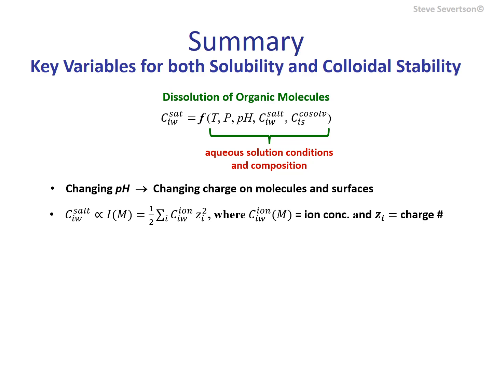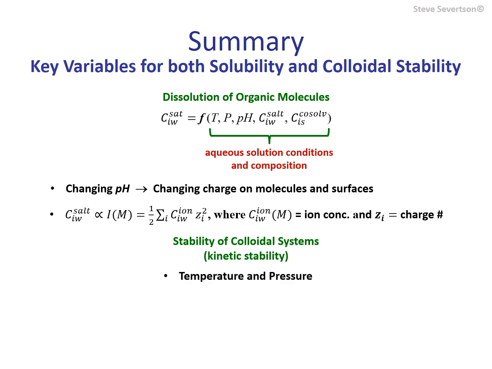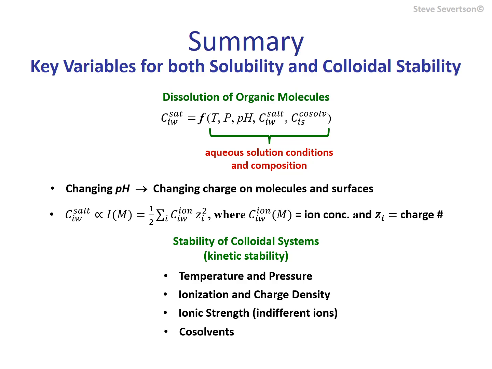The point is that many of the same core variables and interactions identified here will reappear throughout the course as we move further along in our discussion of colloidal science. These include pressure, temperature, the charge on species and surfaces, the concentration and composition of ions, and the presence of co-solvents that modify water structure. Understanding their influence on molecules will later help us understand their impact on complex colloidal systems.